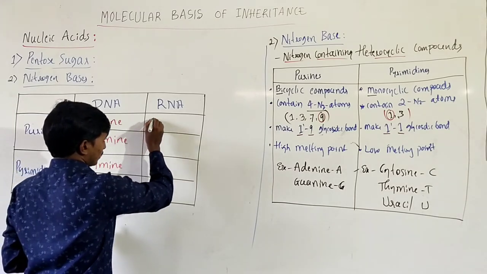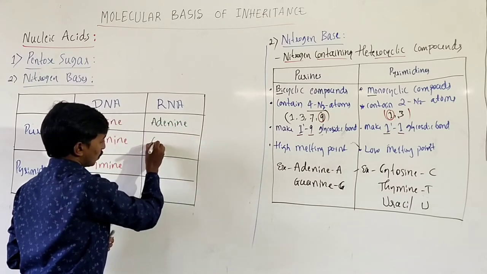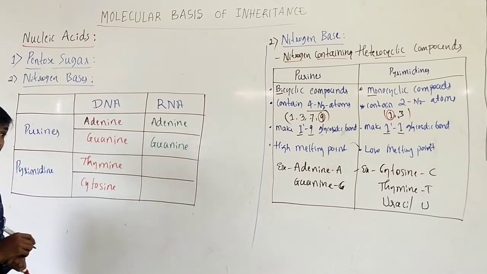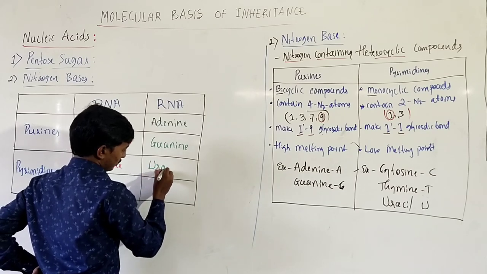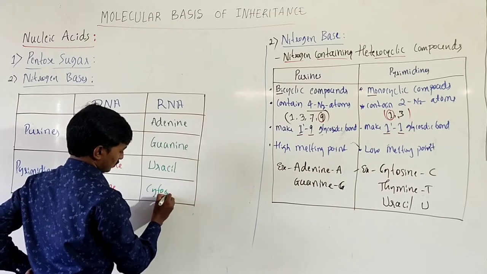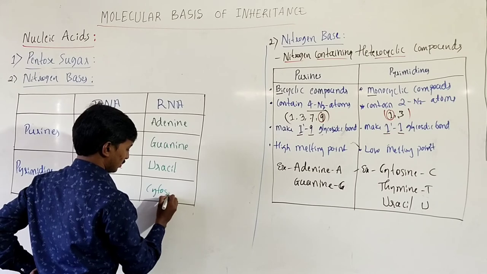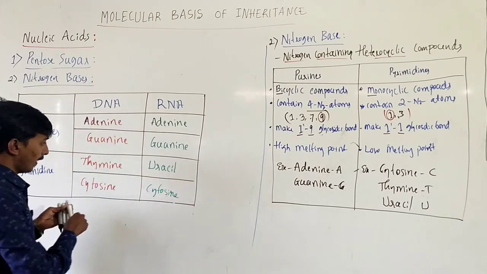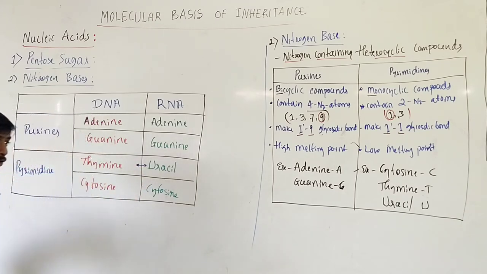Coming to RNA, RNA has adenine, same, guanine, same. But in the place of thymine, it is replaced by uracil, and cytosine as usual. This is the major difference, one of the very important questions in your CET and NEET examination.